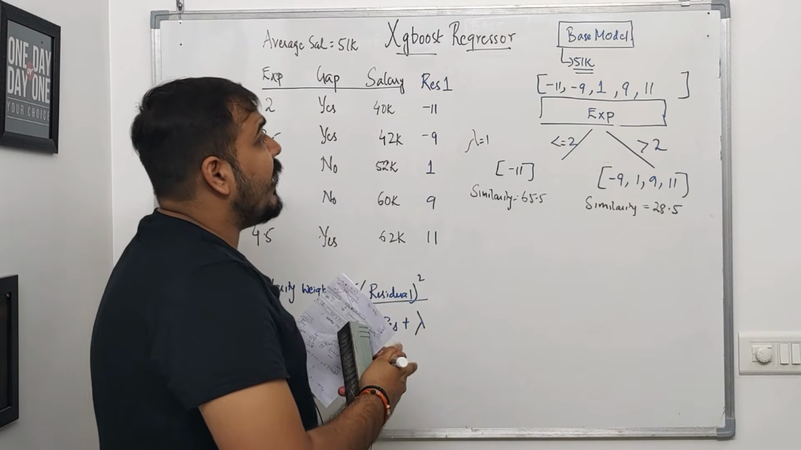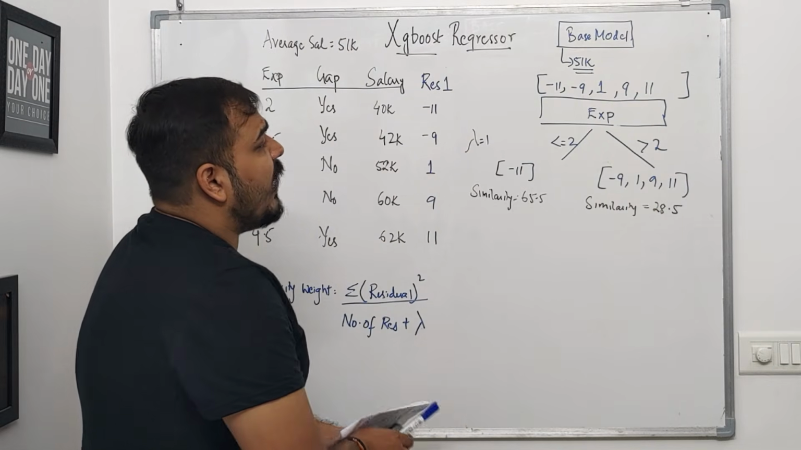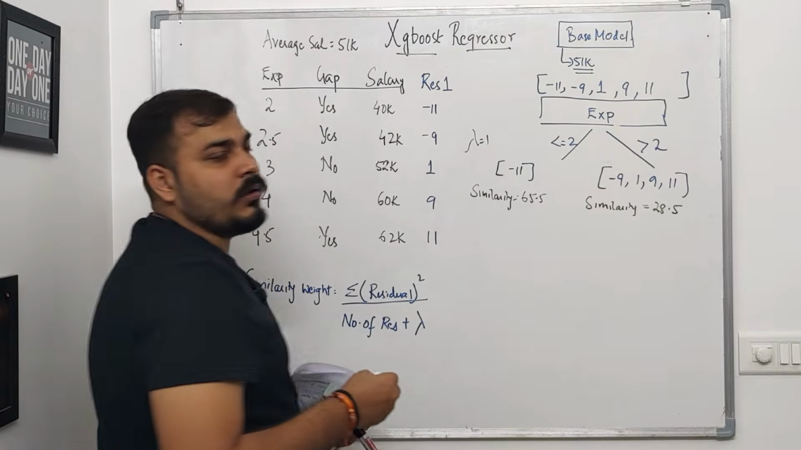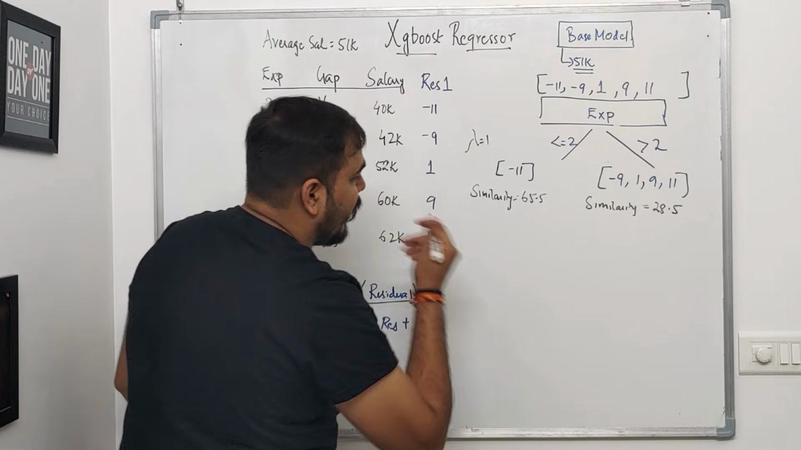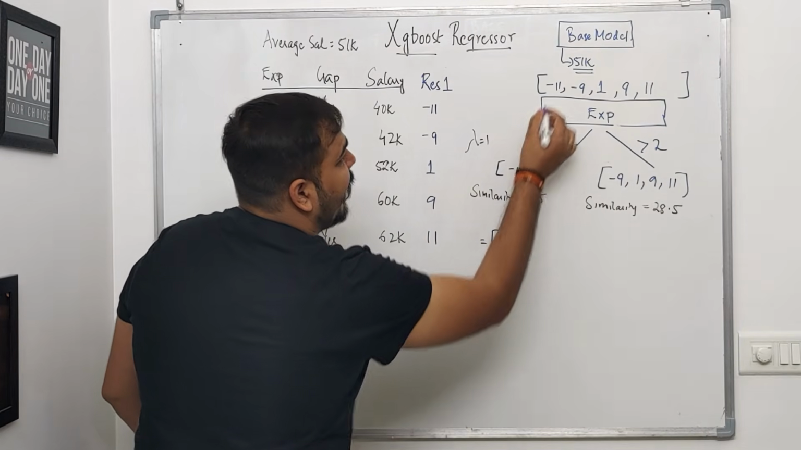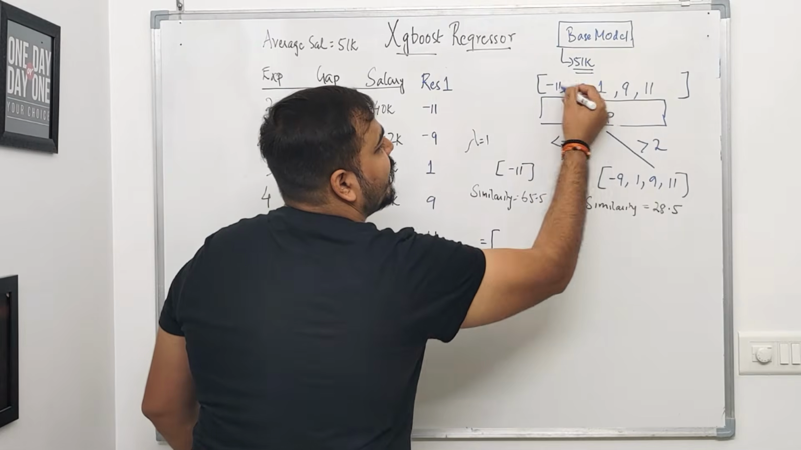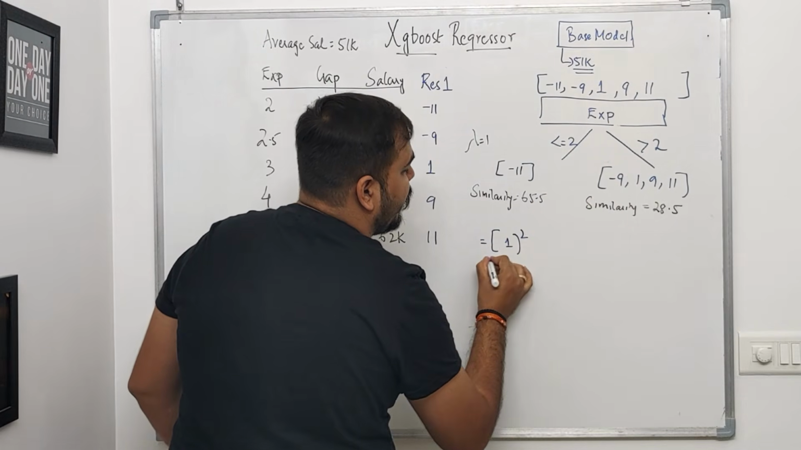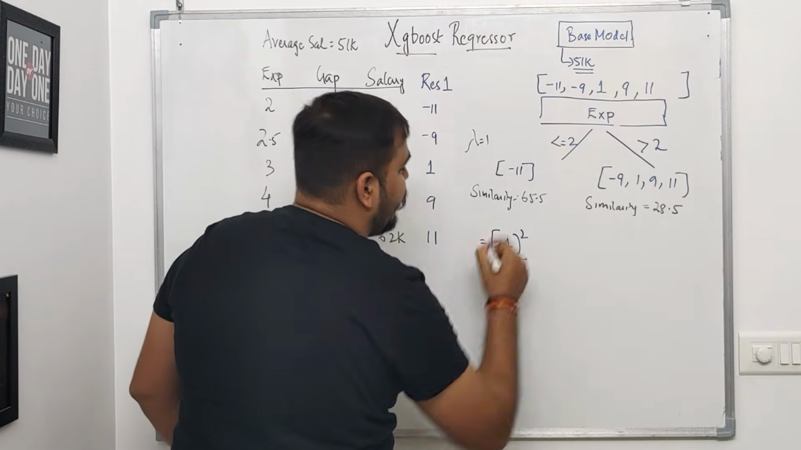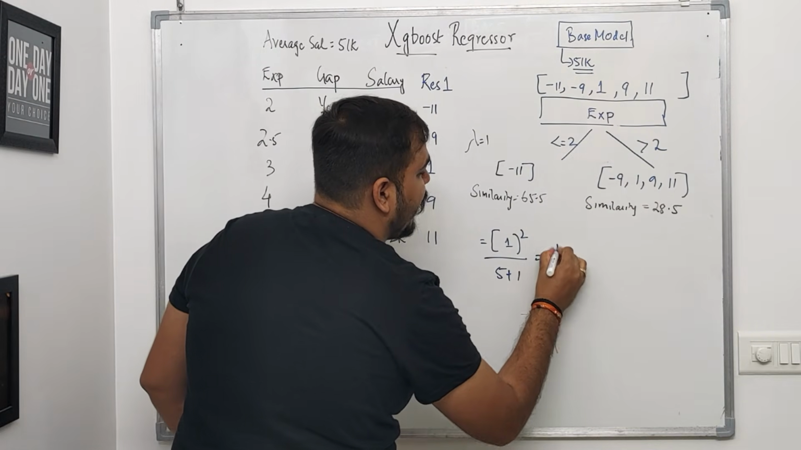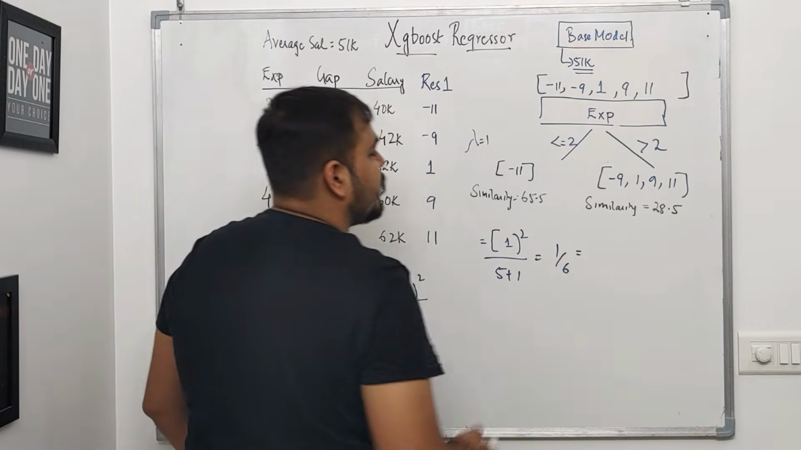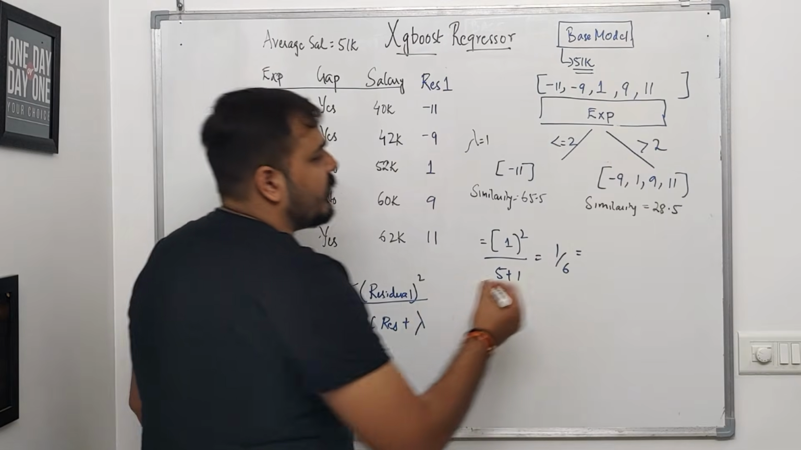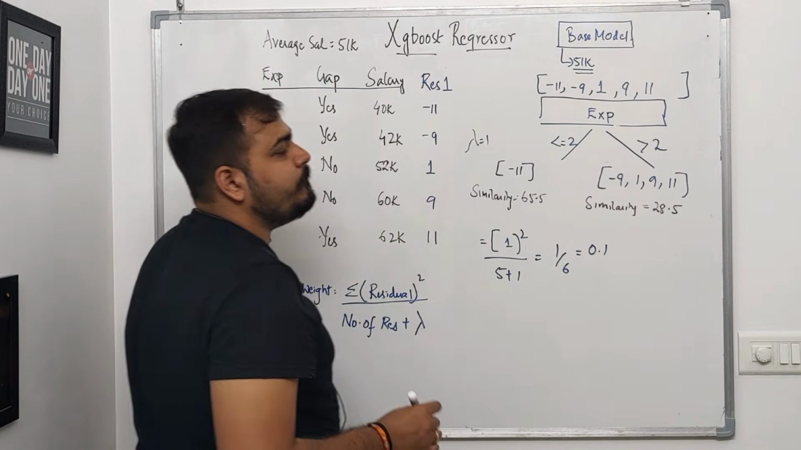Now the third thing that I'm going to do is compute the similarity weight of the root, this root. So here I will take again minus 11, minus 9, 9, 11. This will get cancelled, only 1 will be remaining. So this will be 1 square divided by how many numbers I have: 5, plus 1. So this is nothing but 1 by 6, and 1 by 6 is somewhere around 0.16.